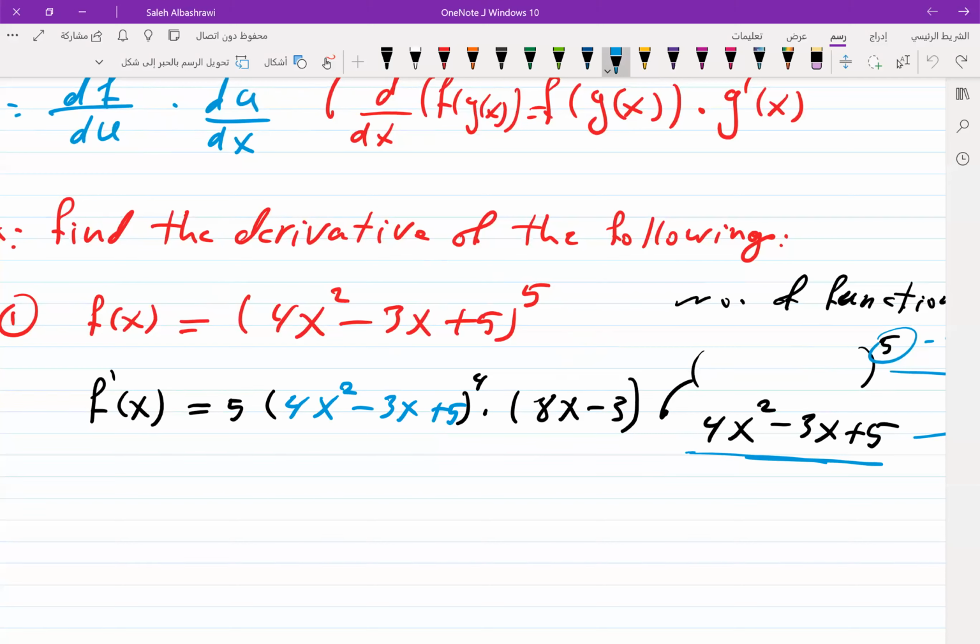So it is 5 multiplied by 4x squared minus 3x plus 5, all to the power 4. Then in the next step, we open the second box, or we take the derivative of the second function, which is 8x minus 3. This is the idea of the chain rule. Let me take another example.